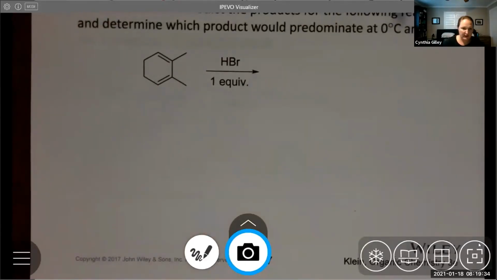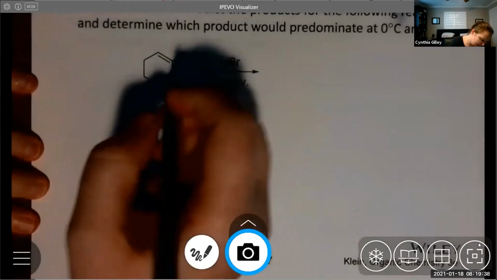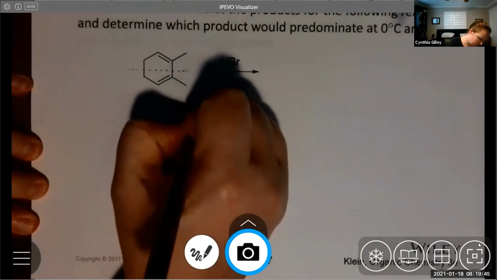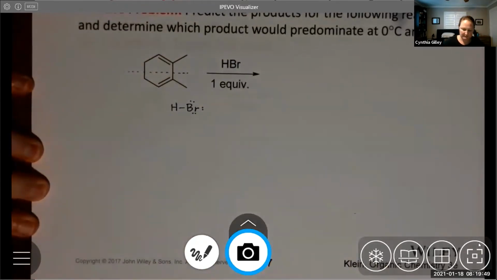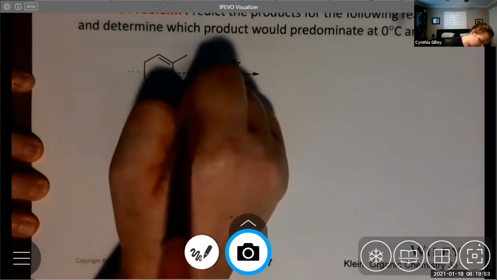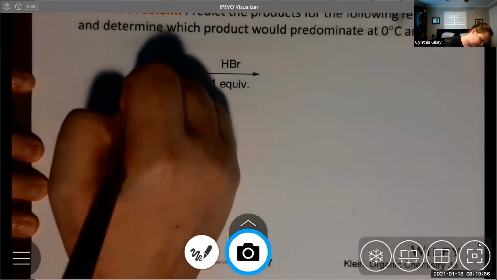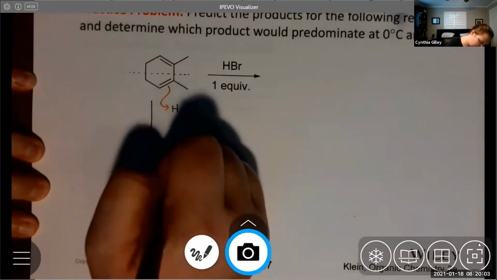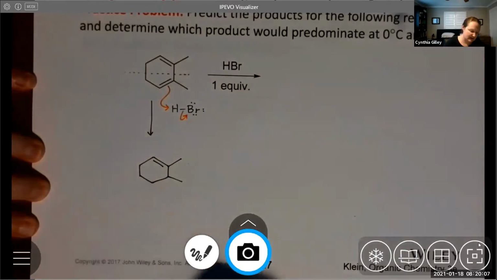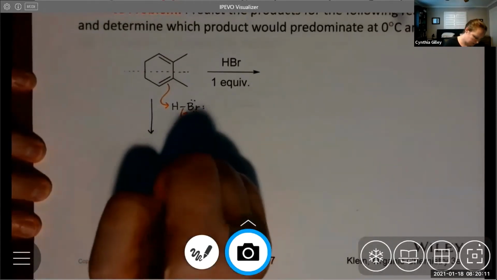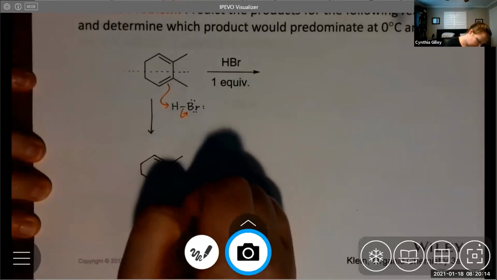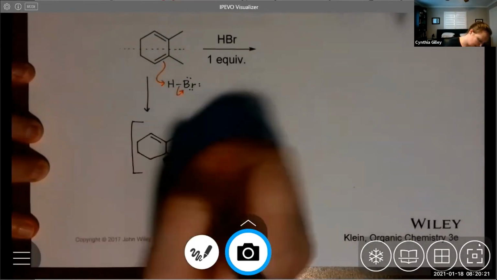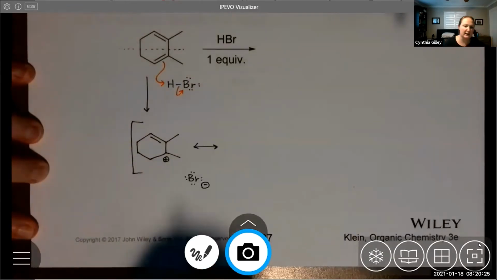Right, let's go over the problem. So since it's symmetrical, you only really have to worry about dealing with half of the molecule for the proton transfer. So I'm going to draw proton transfer. Remember, we're always going to put the proton on the terminal carbon, because that gives us an allylic carbocation intermediate. We also form some bromide in that step. We can draw out the resonance contributors of the allylic carbocation.